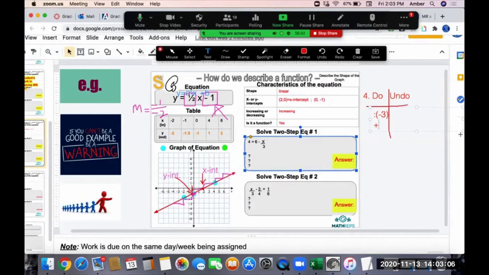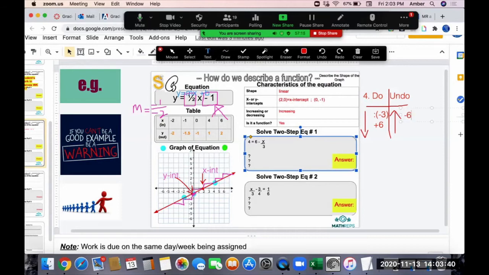If there's no sign, it's a positive sign. Okay, so how do I undo it? I'm going to subtract 6, and remember, do the opposite of everything. This is the way that it looked. For undoing, we're going to go this way, right? So we're going to subtract 6 on both sides. Remember, undo is doing the opposite of everything.